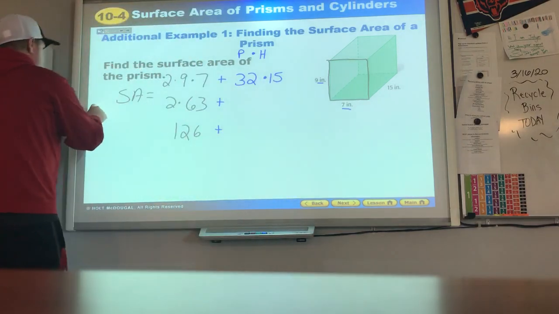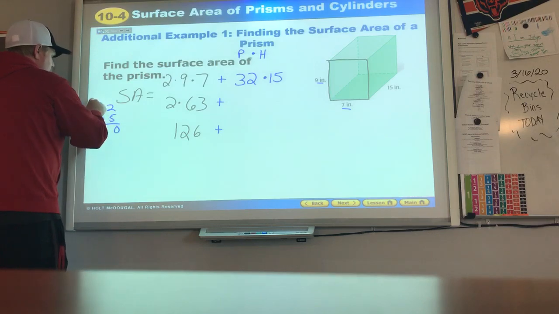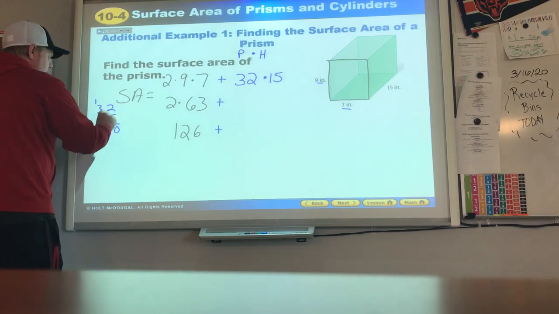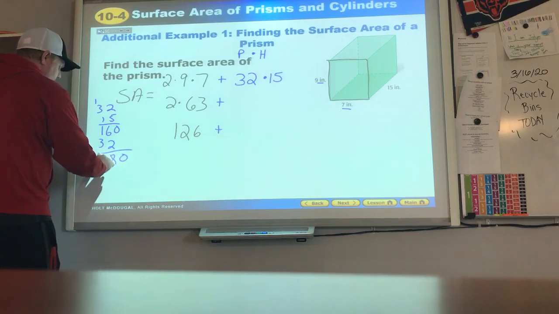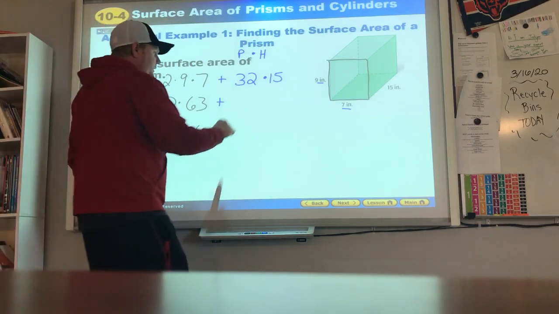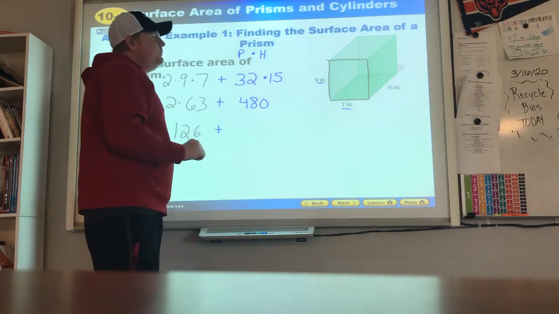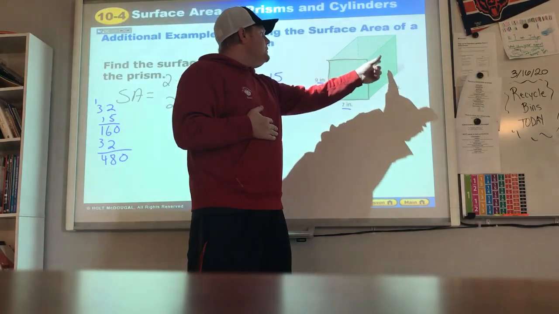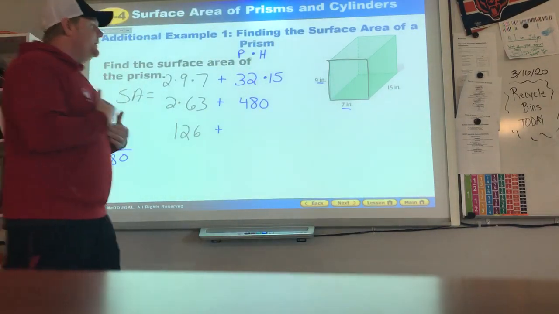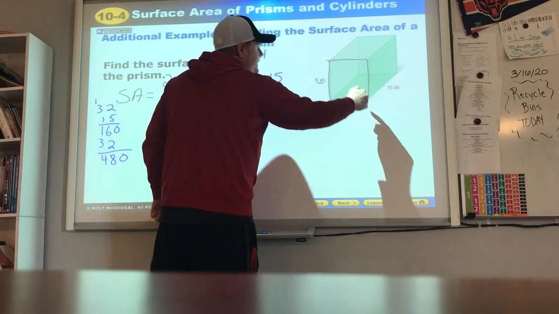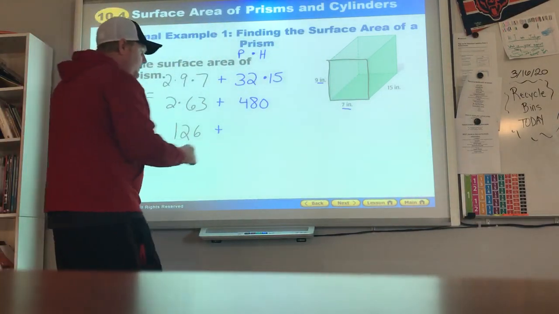Then, once we have the perimeter of the base, we take that times the 15. So I do 32 times 15 over here. That would be 480. And that would be the area for 1, 2, 3, 4 sides. I did that all in one by simply adding and finding the perimeter and taking it times that height, that distance from one base to the other.